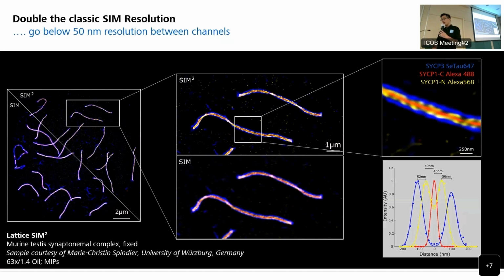So if you want to acquire much higher super resolution images, I would suggest you try the ELYRA 7 microscope. You can experience the power of the machine.